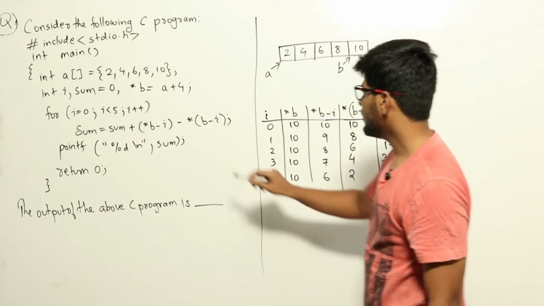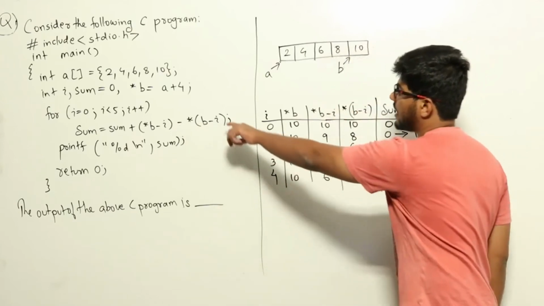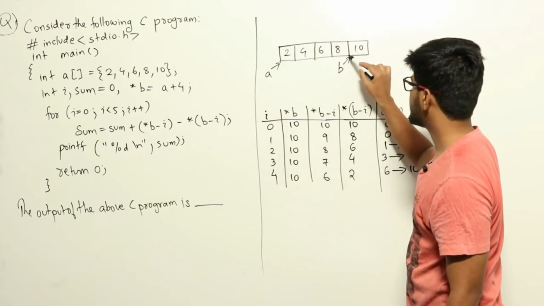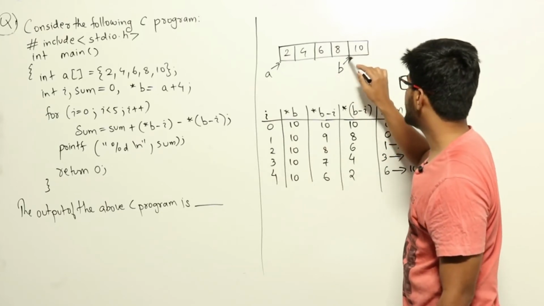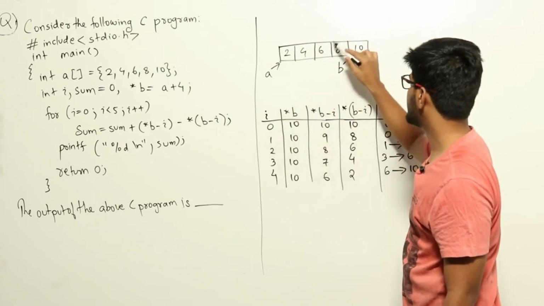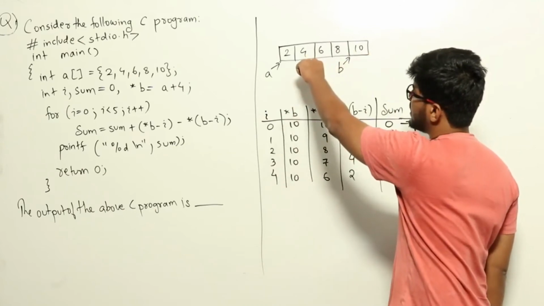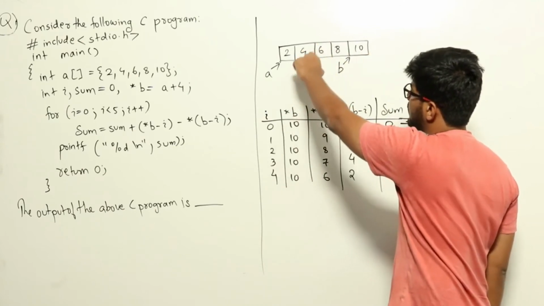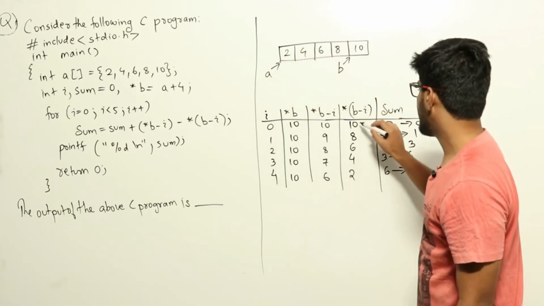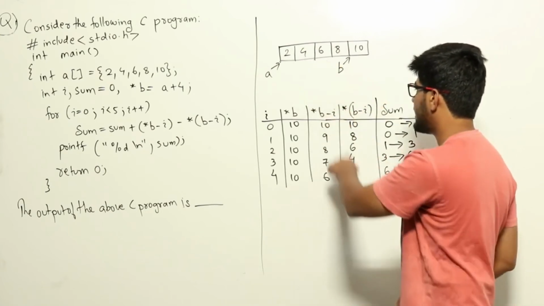Okay. Now star of B minus I. Initially I is 0, so it will be pointing to this location. So star of B minus I will be returning 10. When I is 1, B minus I is a pointer pointing here, and the star of that will be the value inside this cell, that is 8. When I is 2, it will be pointing to this cell here, and star of that will return the value inside this cell, that is 6. Similarly, the star of B minus I will be 10, 8, 6, 4 and 2 in each of the iterations.